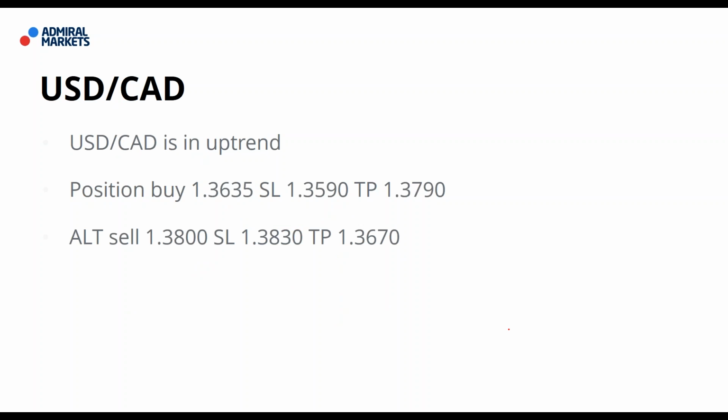Dollar CAD is in an uptrend. We have a positional buy around 1.3635, stop loss 1.3590, TP 1.3790. Alternative sell 1.3800, stop loss 1.3830, TP 1.3670. So this is what we might see.